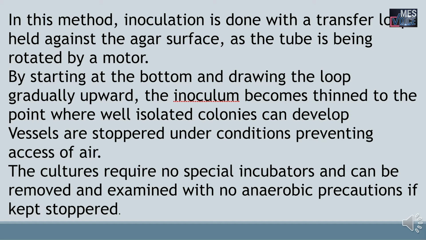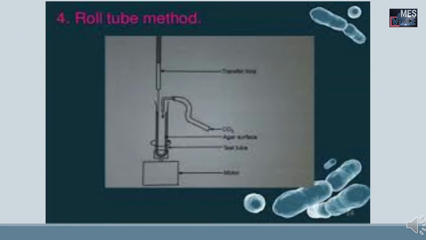By starting at the bottom and drawing the loop gradually upward, the inoculum becomes thinned to the point where well isolated colonies can be developed. The vessels are stoppered under conditions preventing access of air. The cultures require no special incubators and can be removed and examined with no anaerobic precautions if tightly kept. So, this is the picture of the roll tube method.